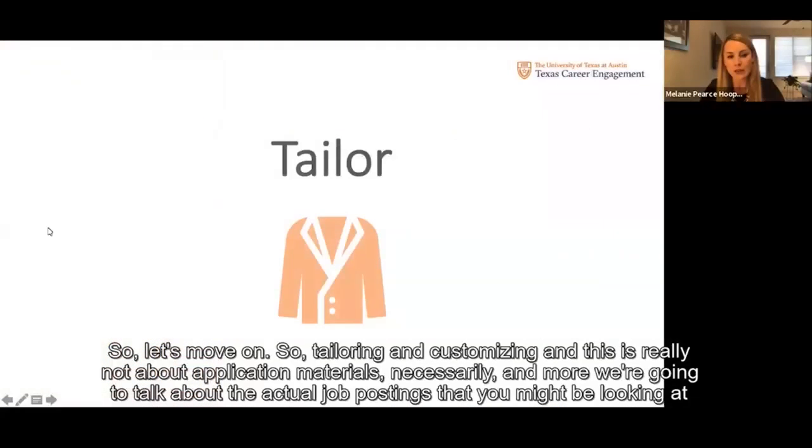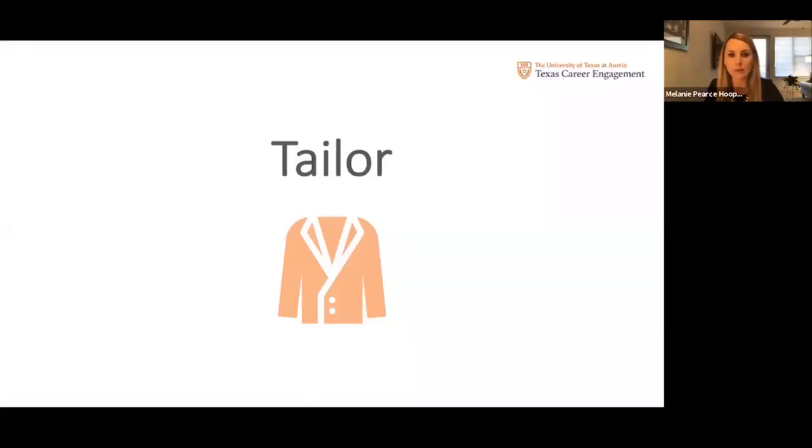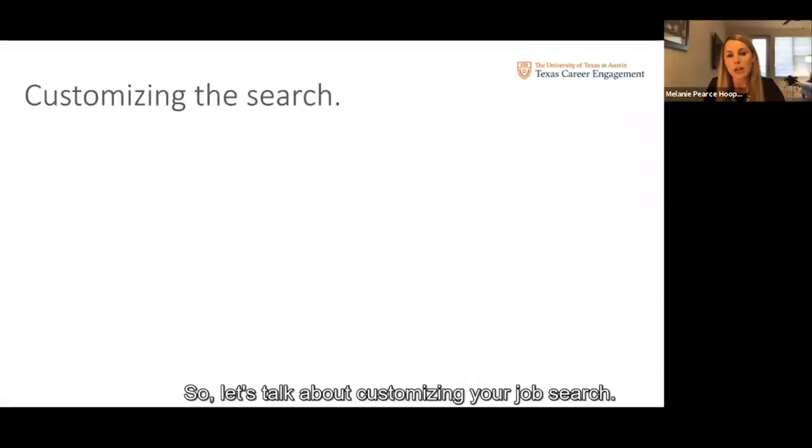Everyone. So tailoring and customizing, and this is really not about application materials necessarily, and more we're going to talk about the actual job postings that you might be looking at. So let's talk about customizing your job search.